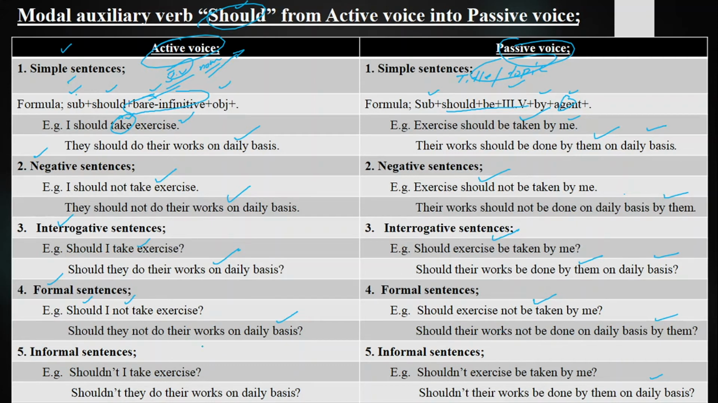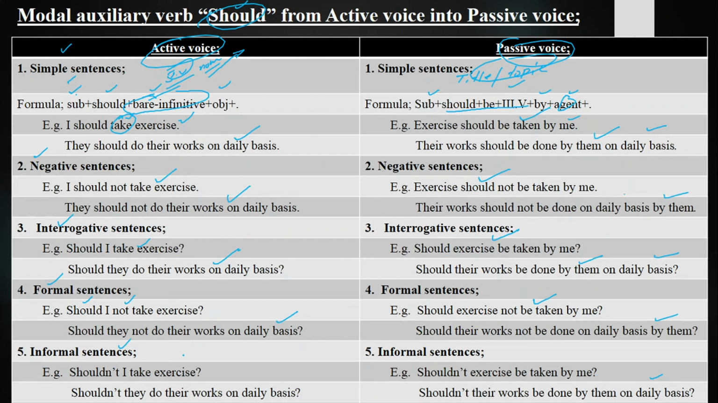Next we have informal sentences, those sentences in which we ask question and deny the statement, and we ask them in an informal way. We use it with our youngers, juniors, and with those with whom you are free and have close relations. You will be using should and not together. When should and not come together, you'll be saying shouldn't. The short and contracted form of should not is shouldn't.